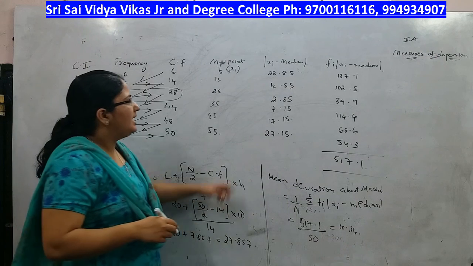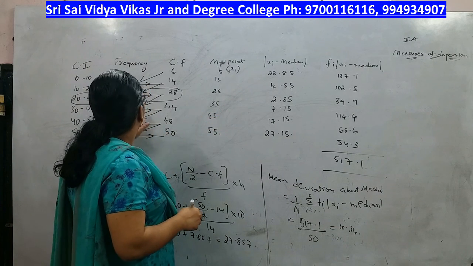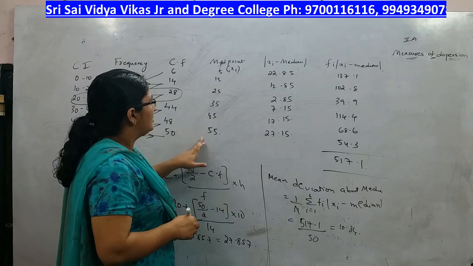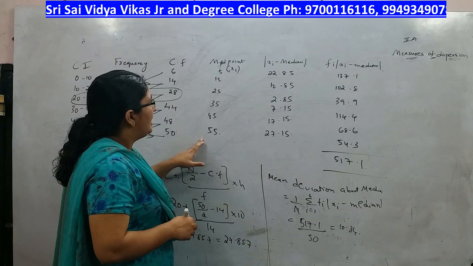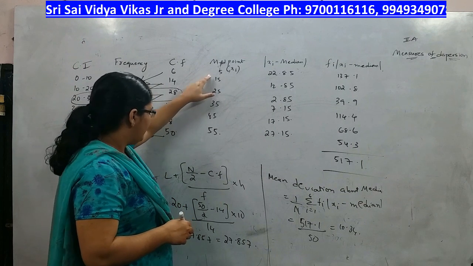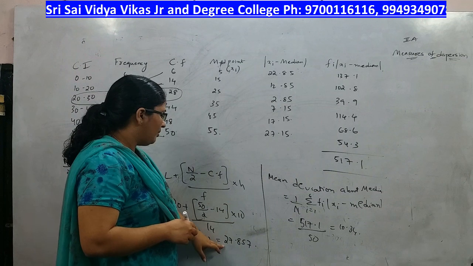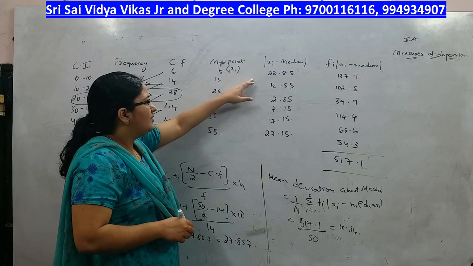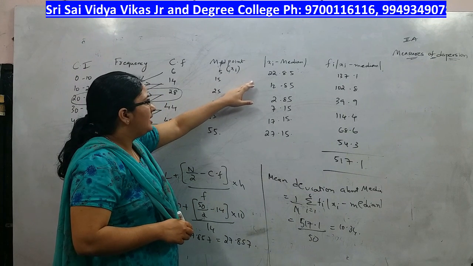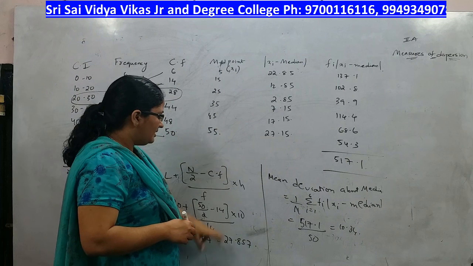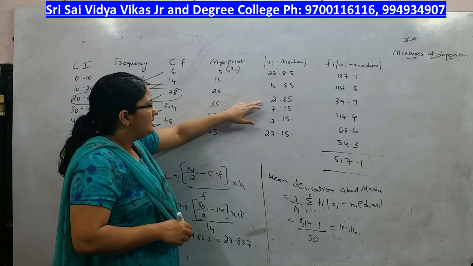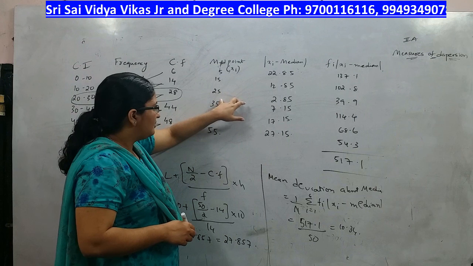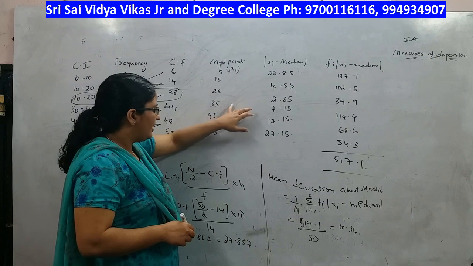Now you have to find xi minus median. Where are the xi values? These are the xi values. Xi minus median: 5 minus 27.857 is 22.85. 15 minus 27.857 will give you 12.85. Similarly, 25 minus 27.857 is 2.85.